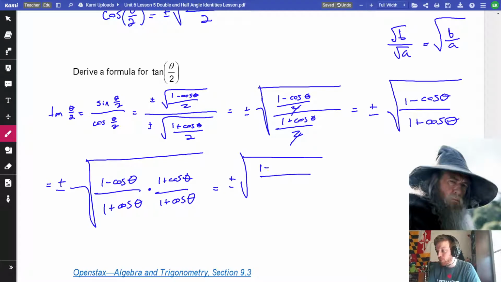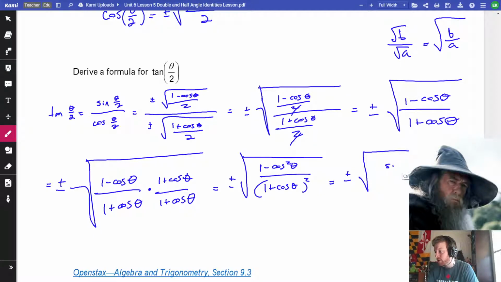On the top, I'm going to get 1 minus cosine squared theta. On the bottom, I'm going to get 1 plus cosine theta quantity squared. Plus or minus. 1 minus cosine squared theta, that's sine squared theta. Let me give myself some more room because we're about to simplify. 1 minus cosine squared theta, that is sine squared theta over 1 plus cosine theta squared.